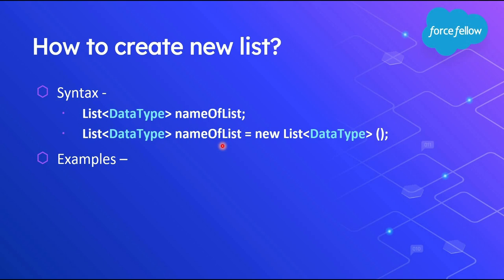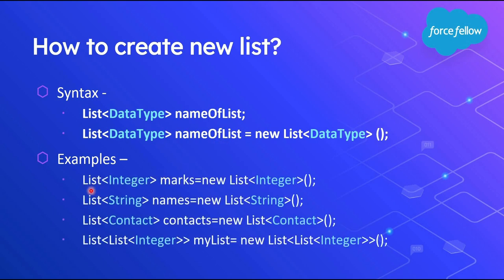Alright, now let's see some examples of how to declare a list in Apex with different data types. So with the same syntax, first we have created a marks list with integer data type, and created a names list with string data type, and similarly created a contacts list to hold contact object data. And this is the example of a 2-dimensional list. I mean, we can also have list type as data type. Okay. And now let's open our developer console and practically see how to declare and use a list in Apex.